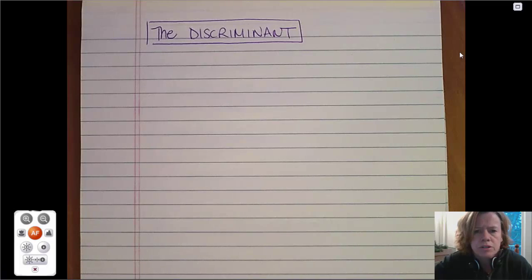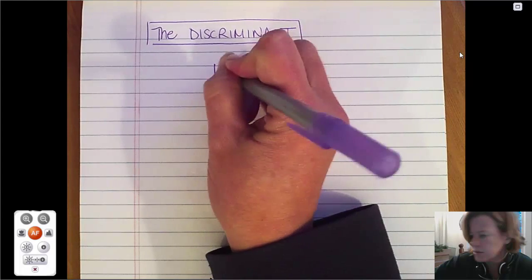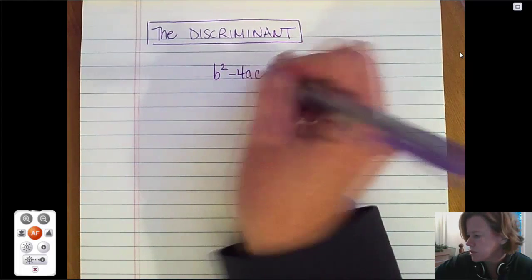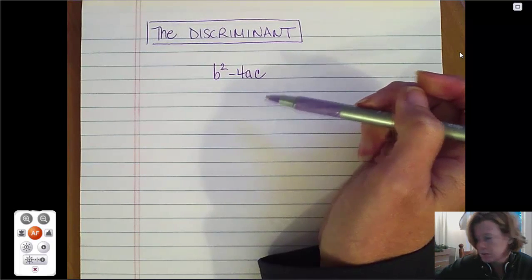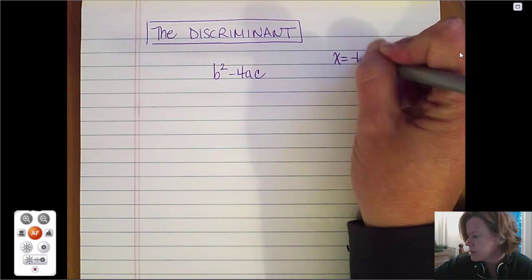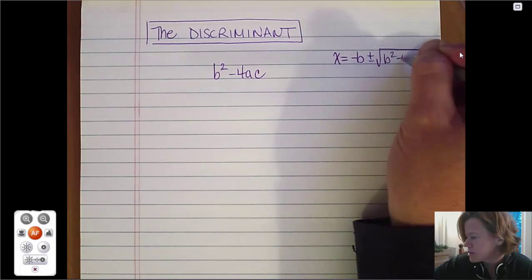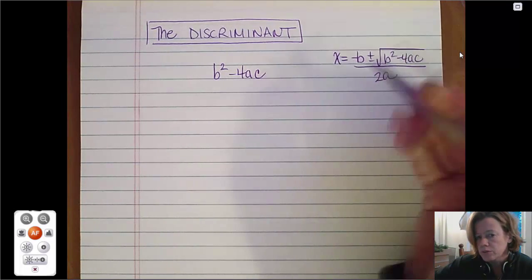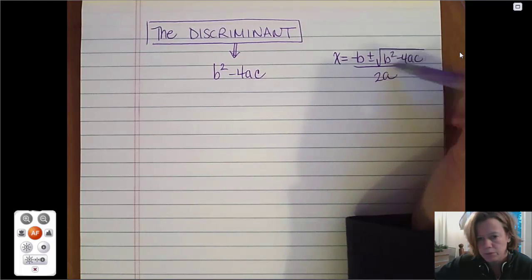So today we're going to talk about something called the discriminant. The formula for the discriminant is b squared minus 4ac. It's the number underneath the square root in your quadratic formula. Remember, your quadratic formula is x equals negative b plus or minus the square root of b squared minus 4ac, all over 2a. So the discriminant is just the number underneath the square root.